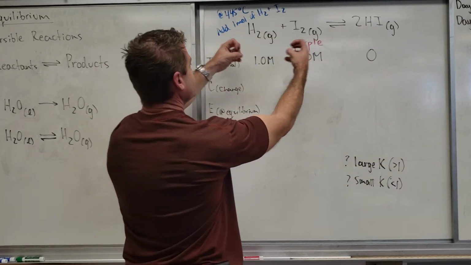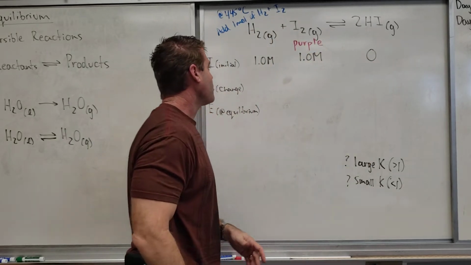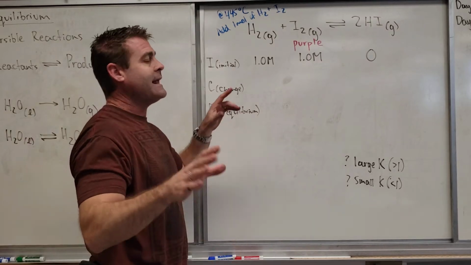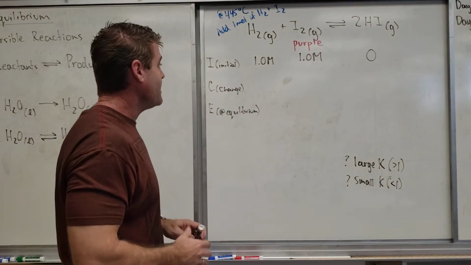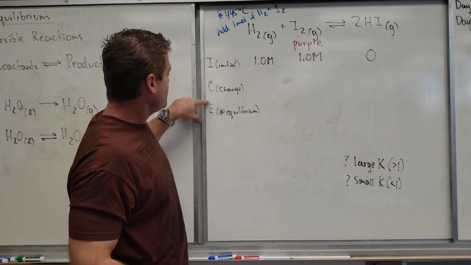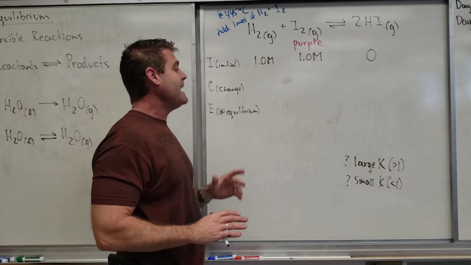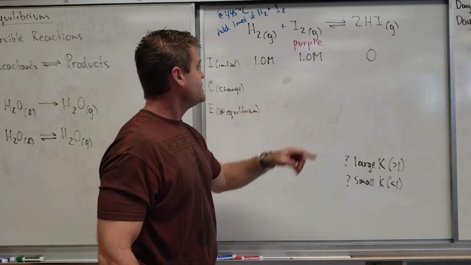Well then, when you guys agree, some of it is going to react and form the product. So then we could figure that out. I don't want to get too much into the math involved, so I'm going to make this easy. But then eventually it's going to reach equilibrium. That's what E is. So I is for initial, C is for change, E is for equilibrium. And then at equilibrium, the concentrations are going to stay constant.